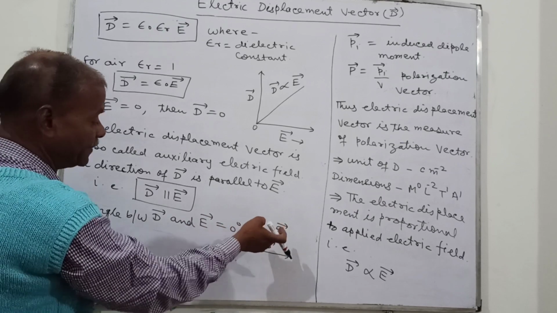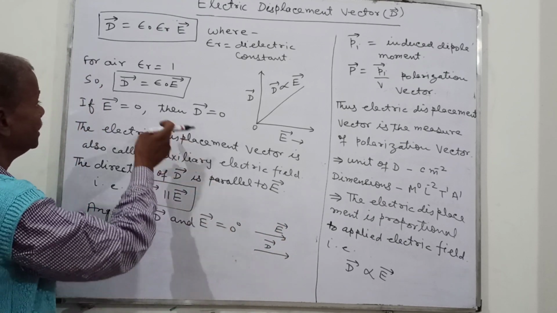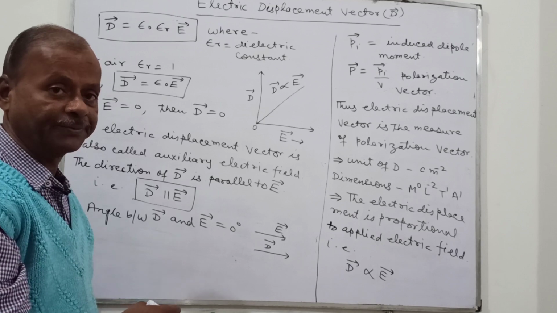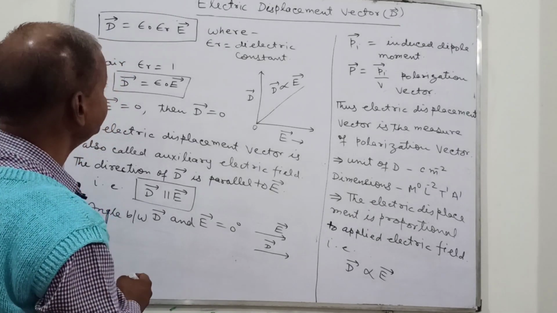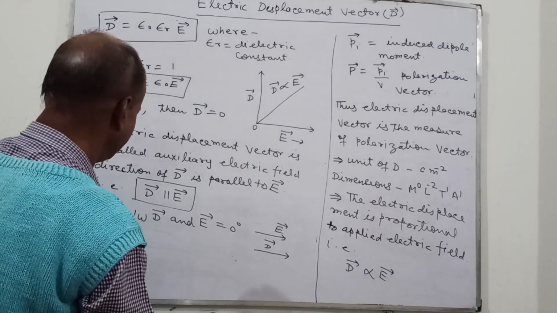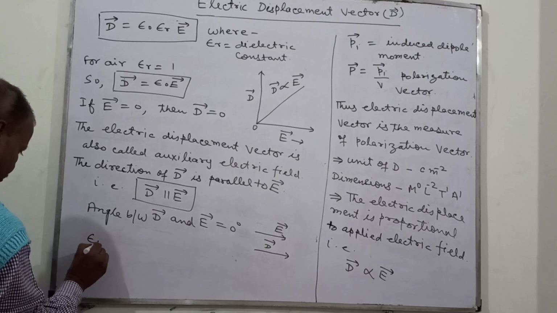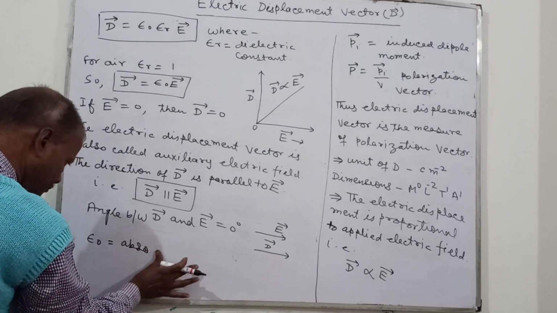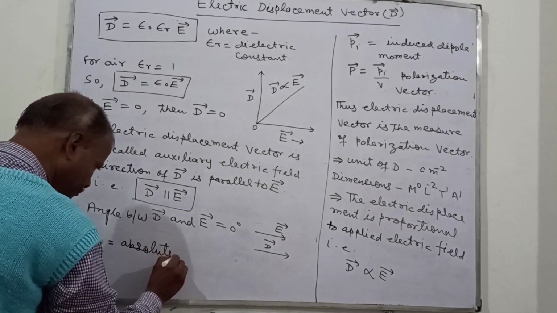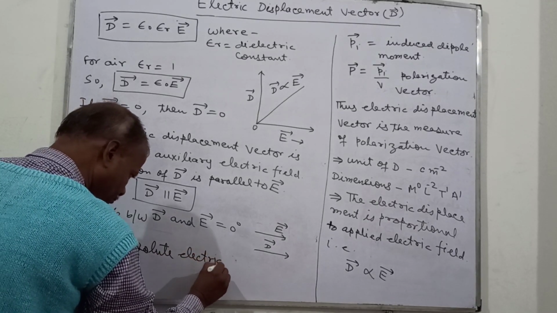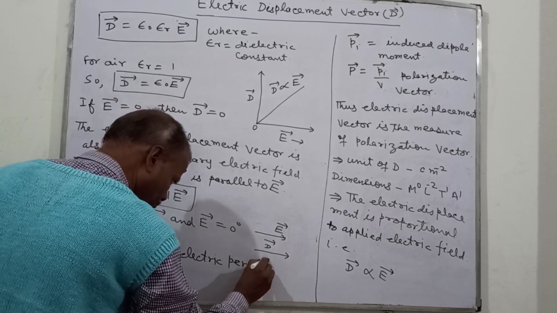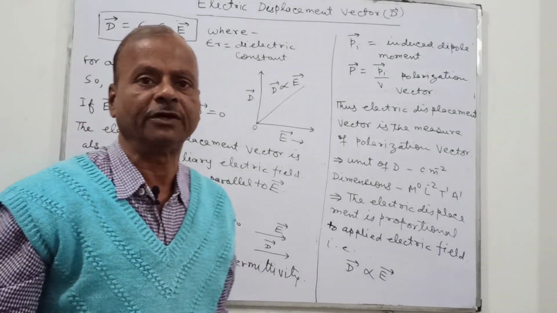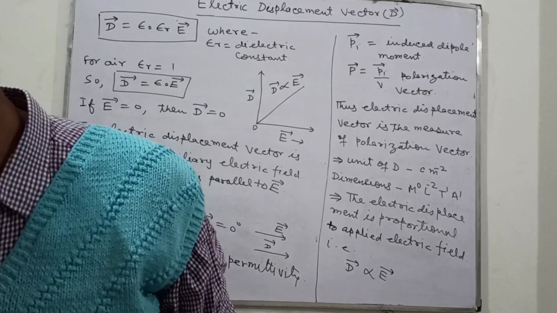Over this electric field, this is the applied electric field, this is something different from this D. And now we also have this constant, epsilon naught. This epsilon naught is called the absolute electric permittivity. So this is what about the electric displacement vector D.